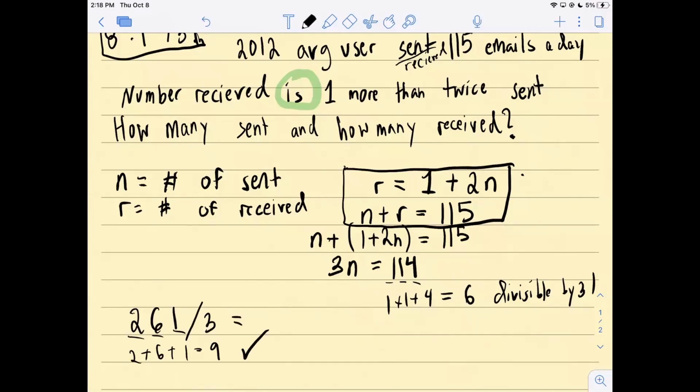Can anyone do that one? What's a good, nice multiple of 3 next to 261? You can round in the tens place. Anyone know? 261 over 3. So 240 is close to 261, and we know that 240 divided by 3 is 80. So then we get 87, because there's 21 left over. So this does work. So 87.